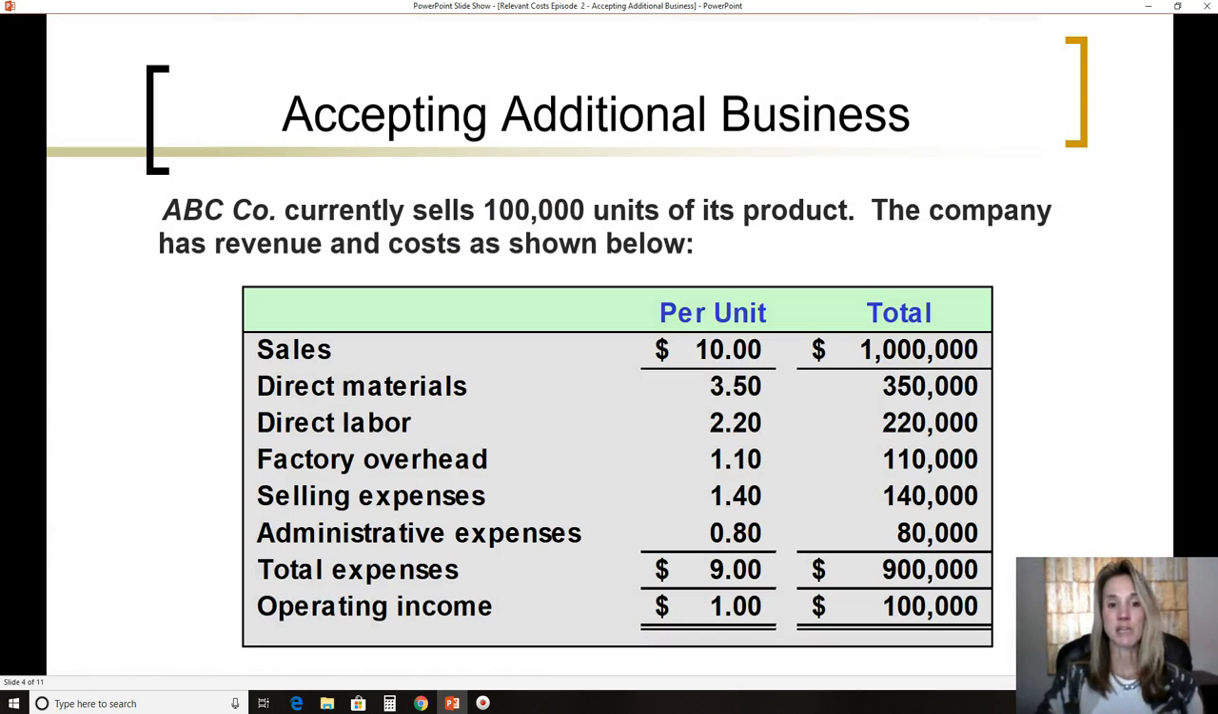So if ABC currently sells 100,000 units of its product, the company has revenue and costs as shown below. Sales of $10 per unit, total expenses of $9 per unit, they have a profit of $1 per unit sold. And this is what it is in total.